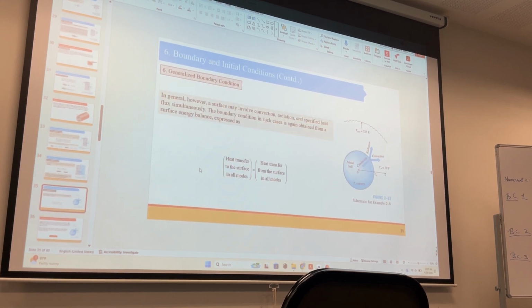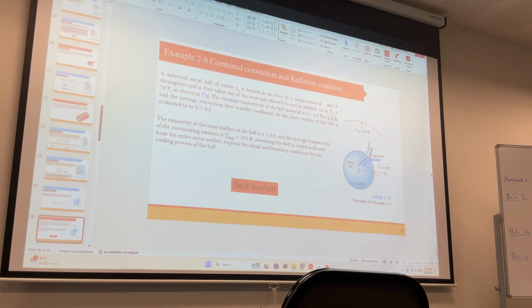Generalized boundary condition. Let's say there is some heat generation here, and the heat transfer from inside to the outer surface will be by conduction, since it's a solid, and then from the surface to outside will be by both convection and radiation. So this is a generalized boundary condition.